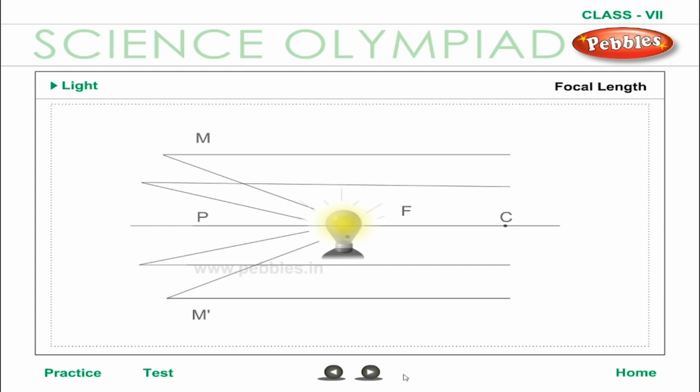Focal length. The distance FP between the focus F of the mirror and its pole P is called the focal length of the mirror. If a point source of light is placed at the focus of a concave mirror, the rays of light starting from the focus, after reflection from the mirror, are rendered parallel to the principal axis, as shown in the figure.